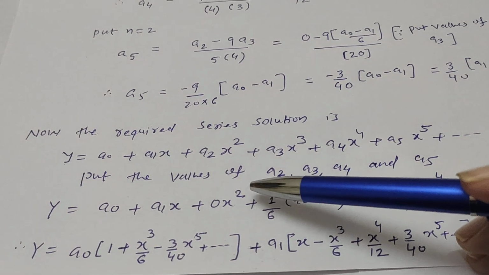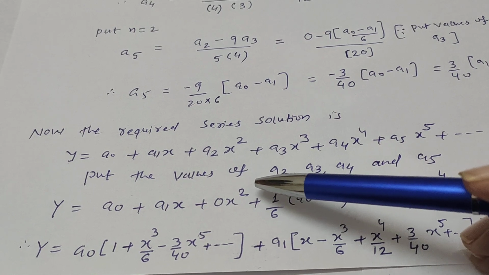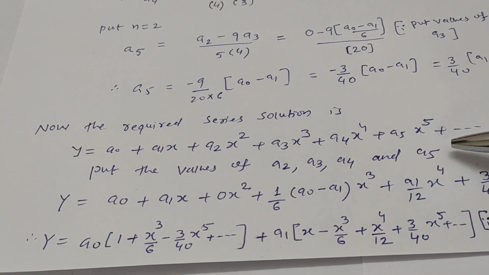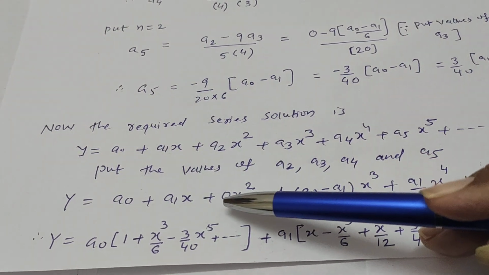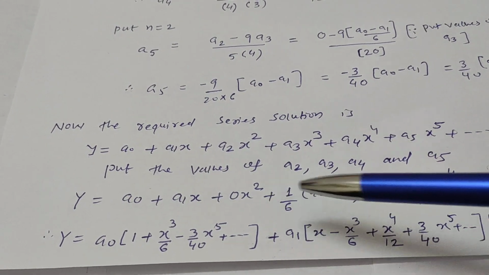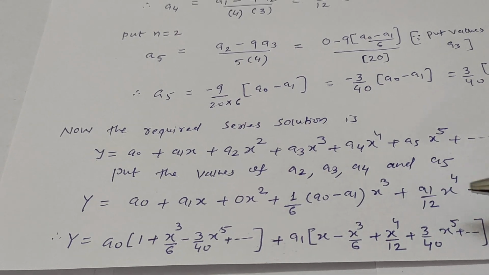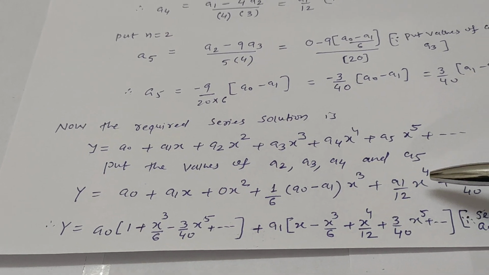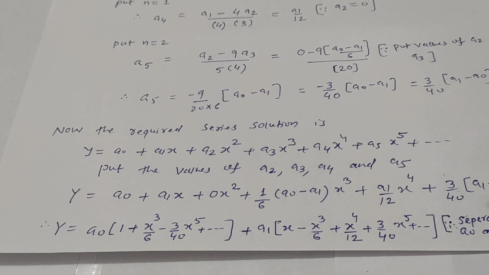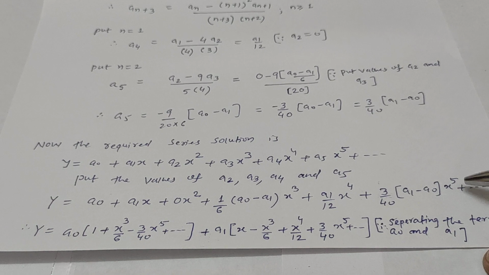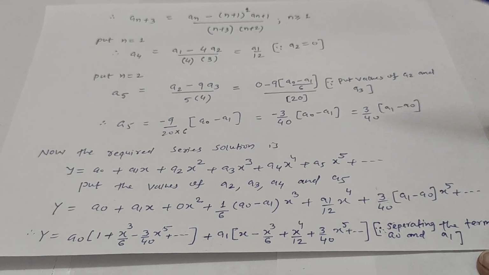Now in this series solution, we have to put the values of a2, a3, a4 and a5. a0 plus a1x as it is, the value of a2 is 0, the value of a3 is 1 by 6, a0 minus a1 into x cubed, the value of a4 is a1 by 12 x raised to 4, plus the value of a5 is 3 by 40, a1 minus a0, x raised to 5, and so on.